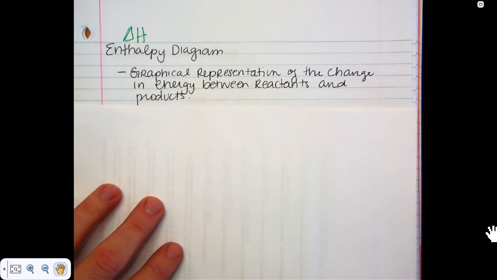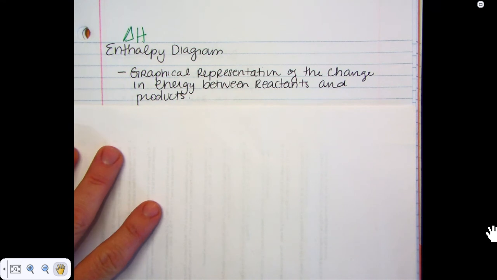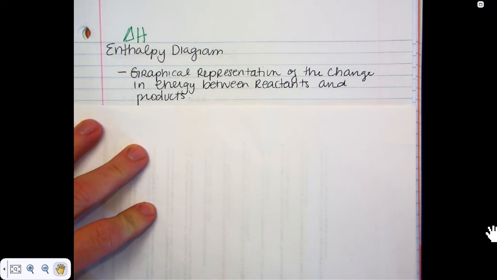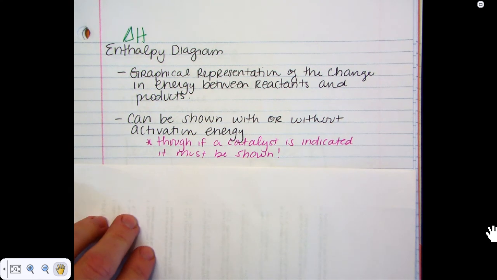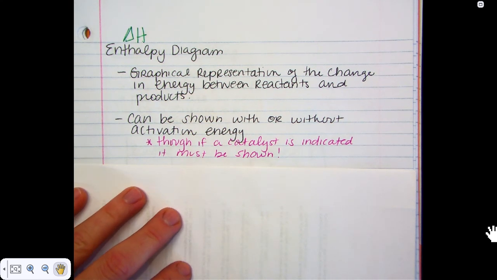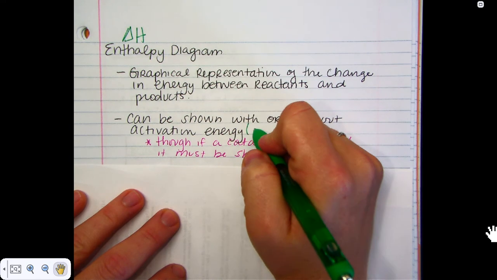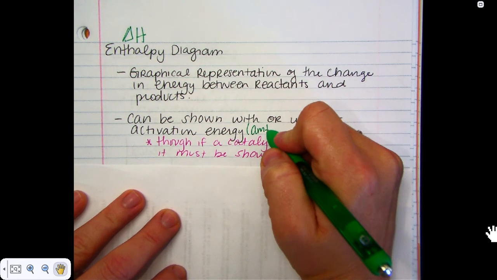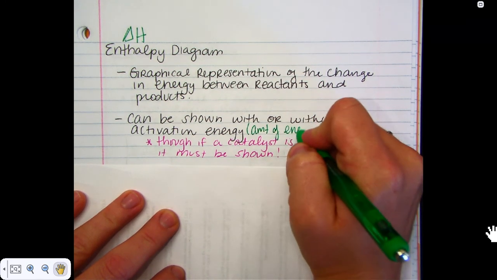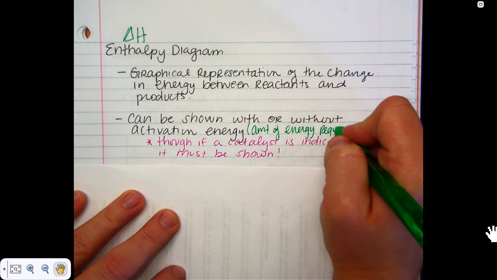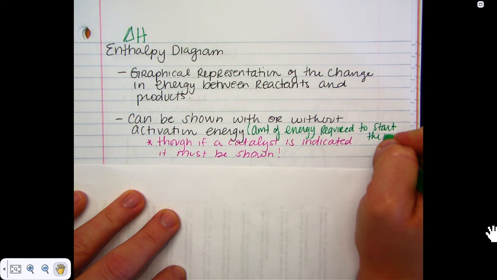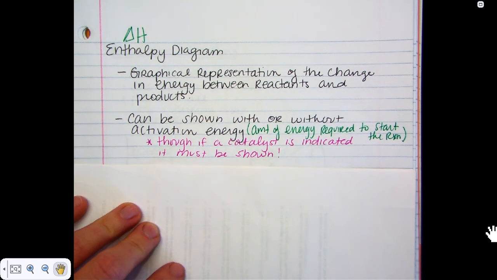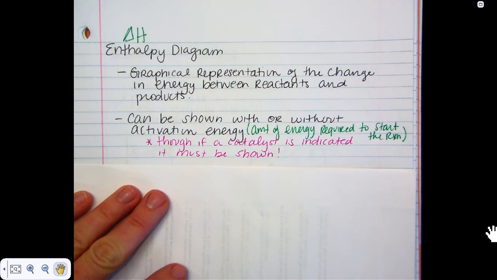So this is a graphical representation of the change in energy between reactants and products. And this can either be shown with or without activation energy. Now, activation energy is the amount of energy required to get the reaction started. And all reactions, whether they be endo or exothermic, will have some amount of activation energy.